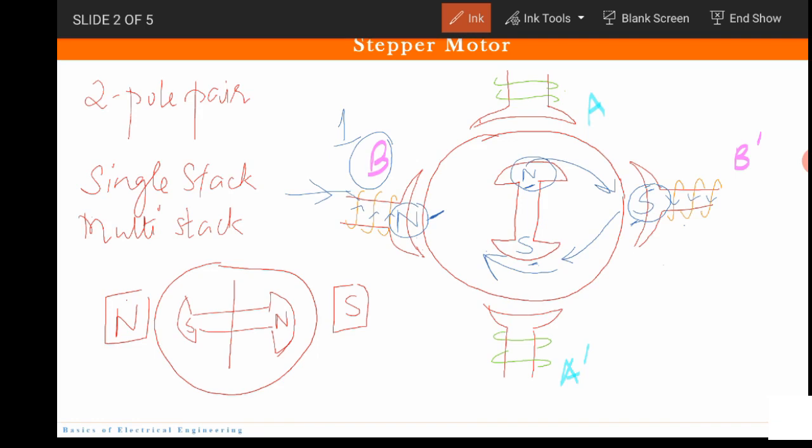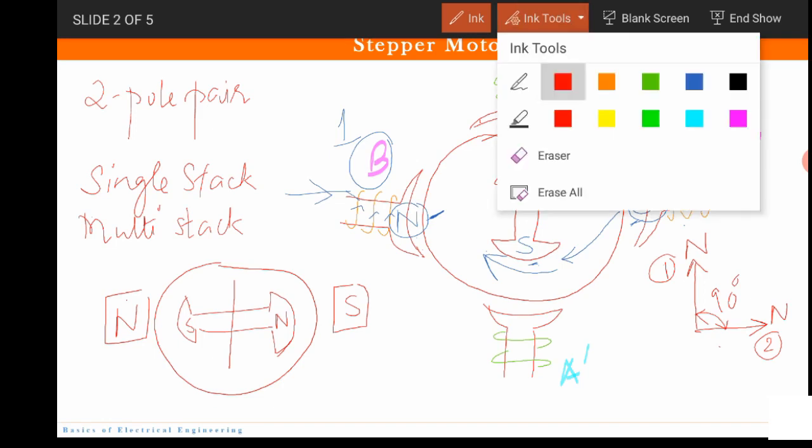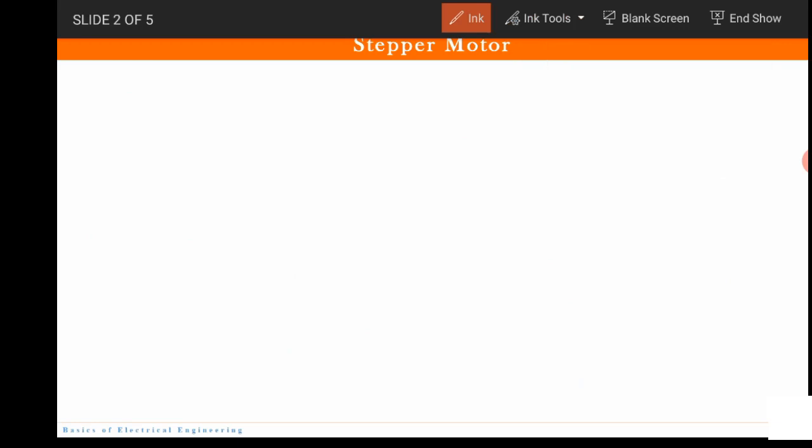Fine? So see, first it was at this position. Correct? The north pole. This was the first condition. Now after giving the pulse, the north pole shifts here. So this is the second condition. So how much is the turn? How much is the shift? 90 degree. So in this case, the step angle is 90 degree. Got it? Okay.